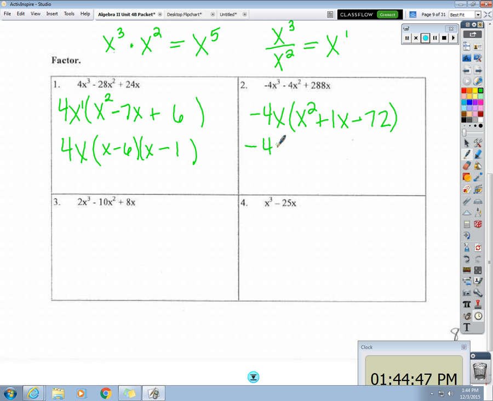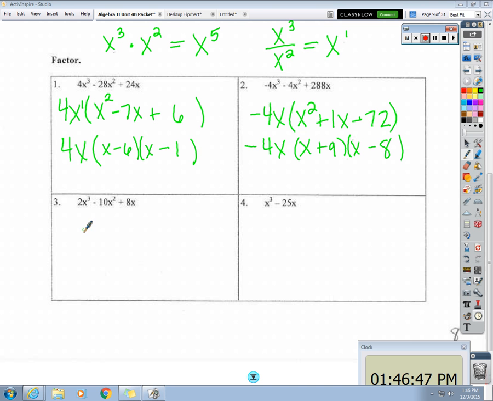Okay, now we continue bringing down the GCF, and we factor. They have to add up to 1 and multiply to negative 72. What numbers will do that? Right. 9 minus 8 is 1. 9 times negative 8 is negative 72. Okay, go ahead and try number 3.